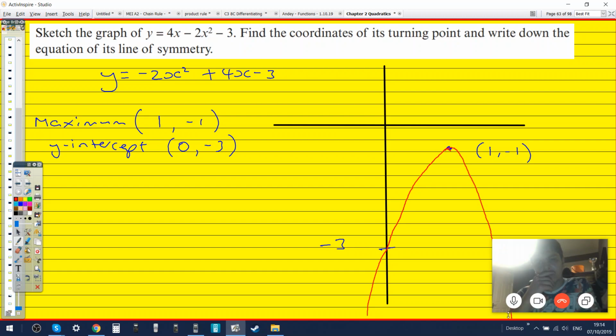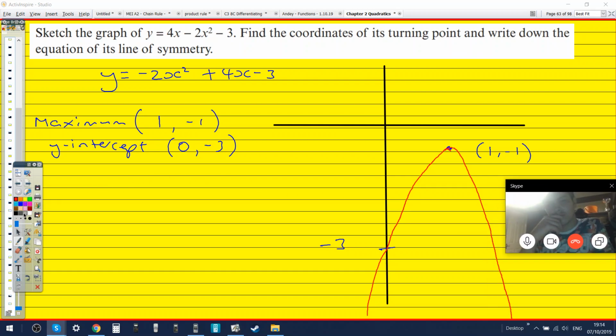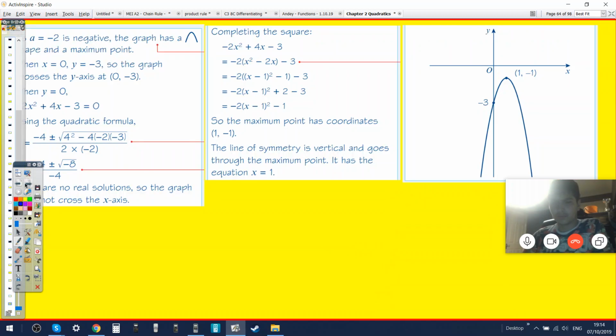And any idea why we got the 2 imaginary numbers for the roots? It's because it doesn't cross the x-axis. Oh, right. So the maximum is down at minus 1, so it never actually gets to 0, and that's why. That's what it looks like. So 1, minus 1 is the maximum, and minus 3. If the x squared is negative, then it'll give that n shape.